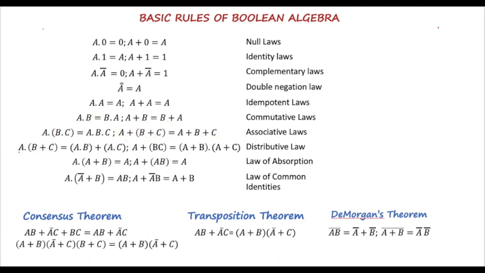Now let's discuss this relation. These are called the distributive laws, where you can see A ANDed with B or C is equal to A and B ORed with A and C. And here you can see A ORed with B and C equals A or B ANDed with A or C.